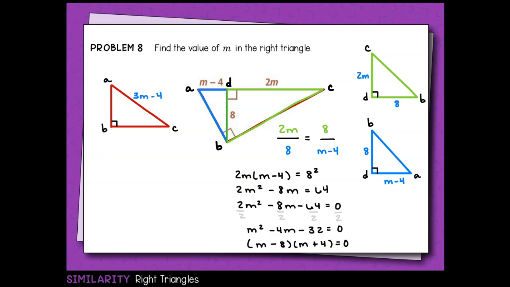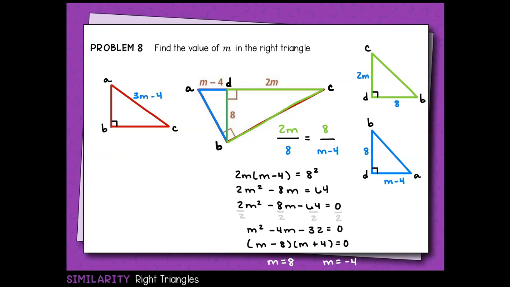Now remember, when you're finding the value of m from this factored form, we're looking for the value of m that makes this equation true. In other words, I need m equals positive 8 and m equals negative 4. We are not interested in the negative solution this time, and that's because we are talking about a geometric figure.